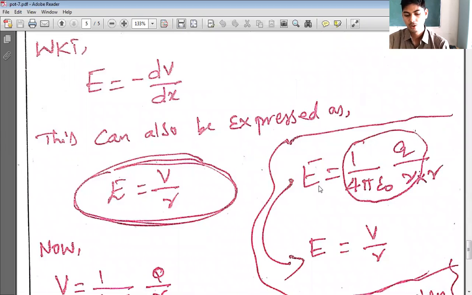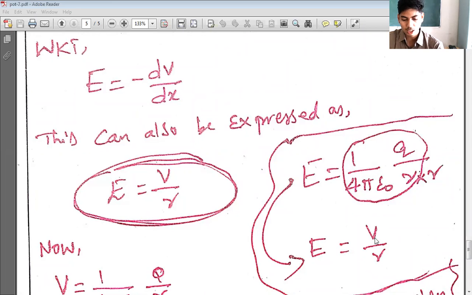Let us see how this comes. We know the electric field due to a point charge is given by 1 by 4 pi epsilon q by R square. I'll write R square as R into R. Can you tell me what is this 1 by 4 pi epsilon naught q by R? It is V. So E is equal to V divided by R, so E can be expressed as V by R.